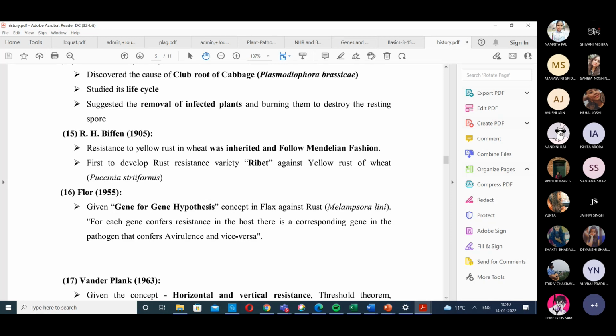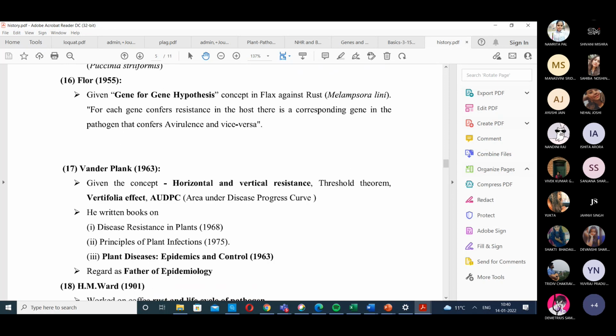Then we have Flor. He gave the gene for gene hypothesis concept in flax against rust. So this means for each gene that confers resistance in a host, there is a corresponding gene in a pathogen that confers virulence and vice versa. So the gene for gene hypothesis is a very important one.